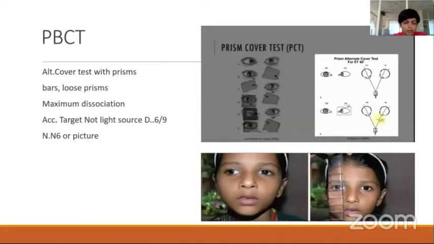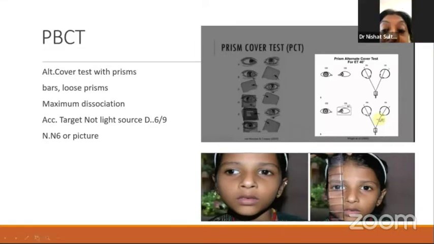Now, a more accurate measurement would be with prisms, that is a prism bar cover test. So basically you're using the alternate cover test along with prisms. So you place increasing strength of prisms in front of the squinting eye and do the alternate cover test and look for the moment when the refixation movement stops. So the advantage of a prism bar cover test is it measures the entire squint. So there may be a manifest part and a latent part. So you're measuring both in a prism bar cover test.